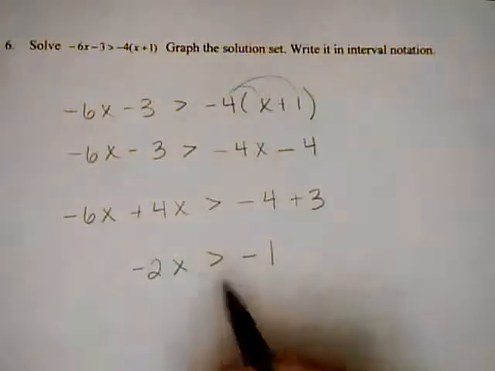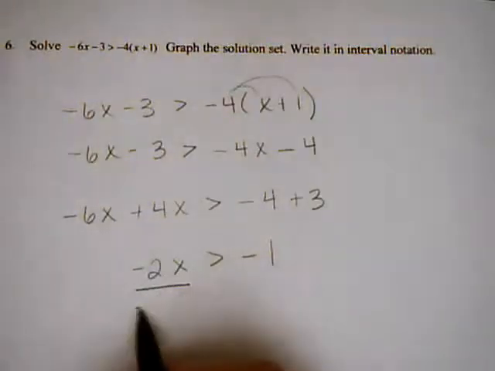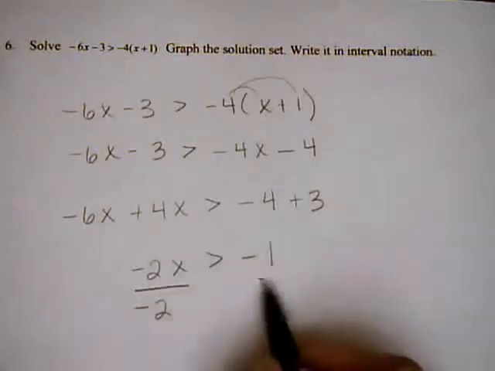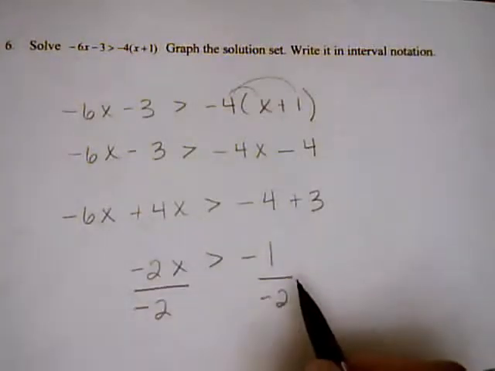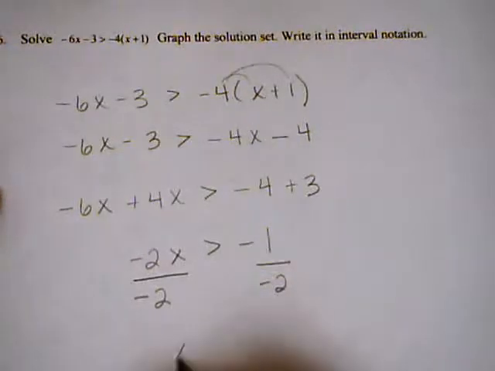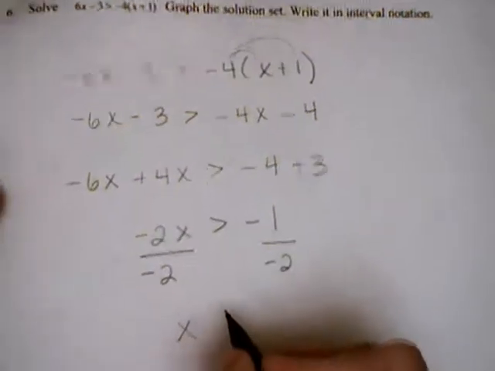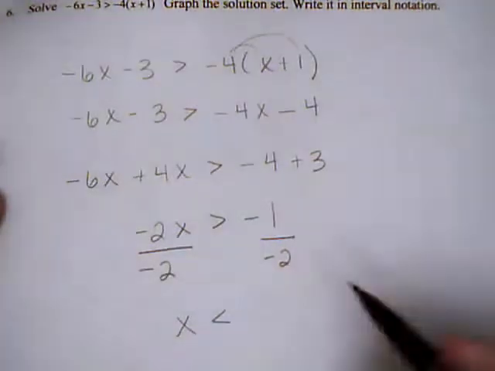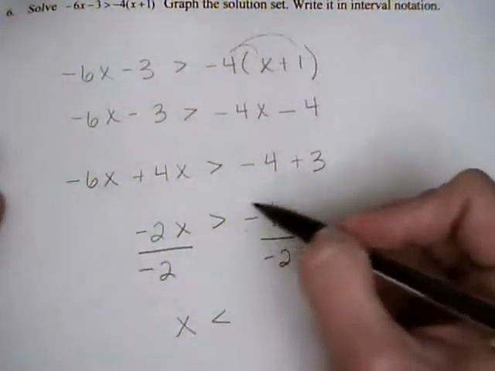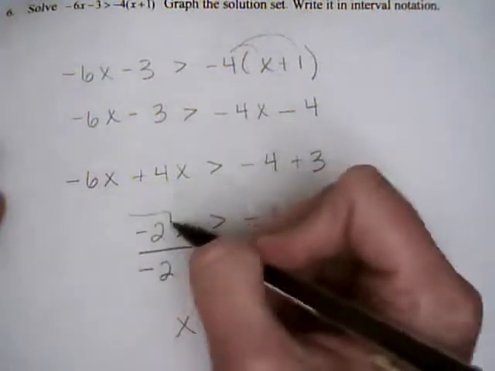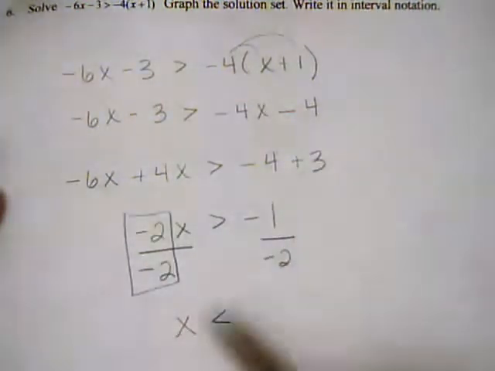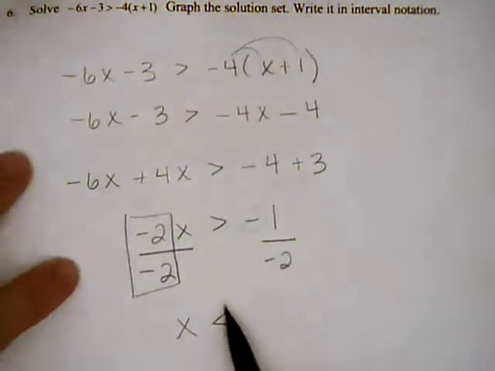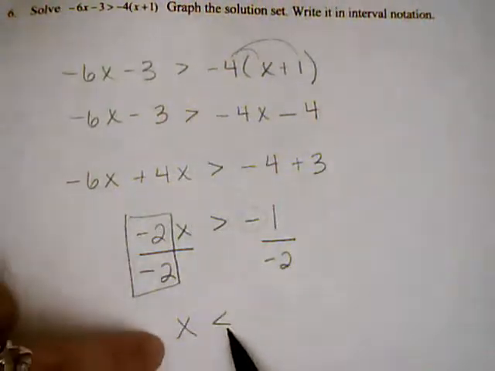Last step is divide by the coefficient of x. But right here, because it's a negative, that's got to remind me that in my very next step, I'm going to have to flip the inequality sign. It does not matter the sign of the number over here. This is the one that's important. If you're dividing by a negative, then we flip or reverse the inequality sign.